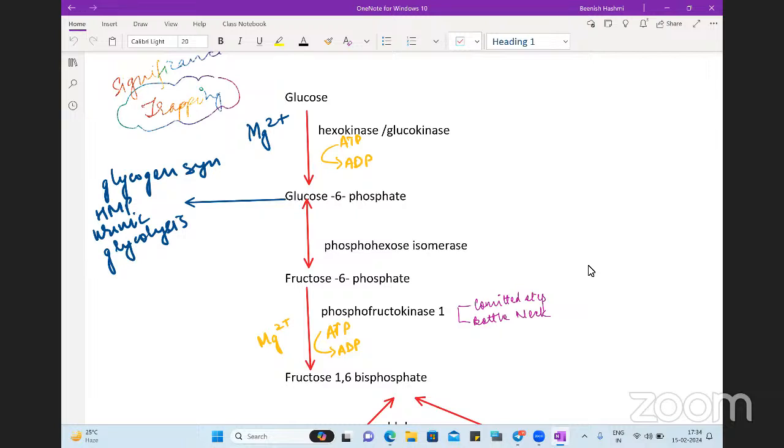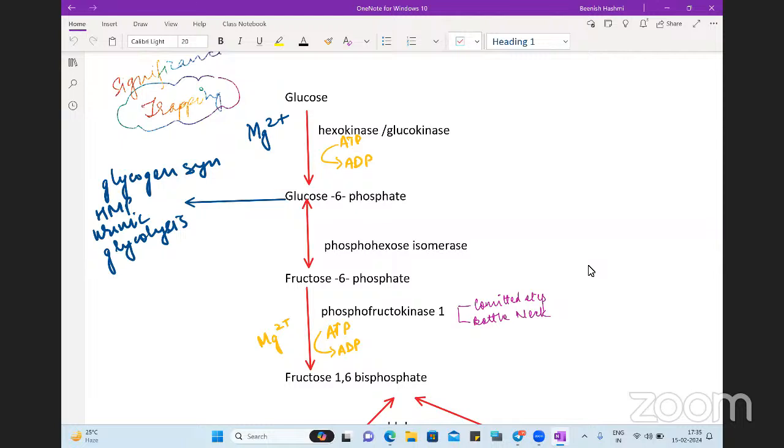Now what is the difference between the two enzymes? I'll talk about it shortly. In this step, you see our substrate, which was glucose, did not have a phosphate group. Now our product is glucose 6-phosphate. A phosphate group has been added at carbon 6 of glucose.